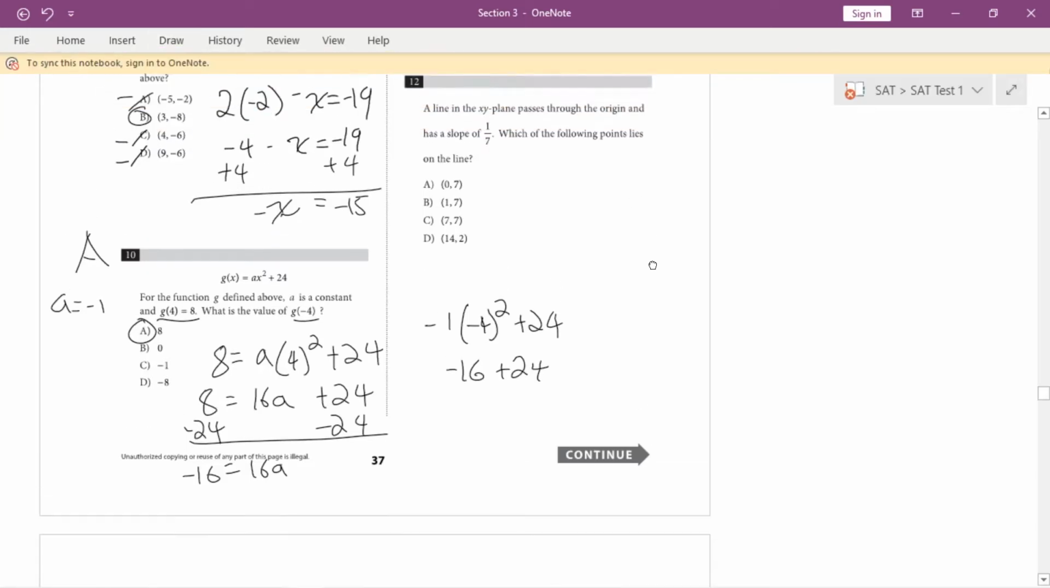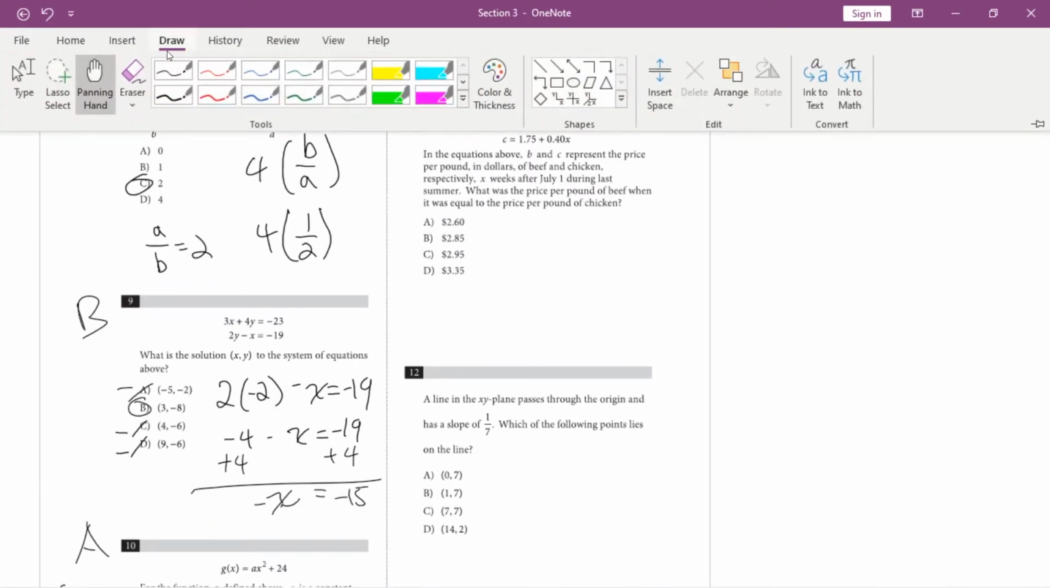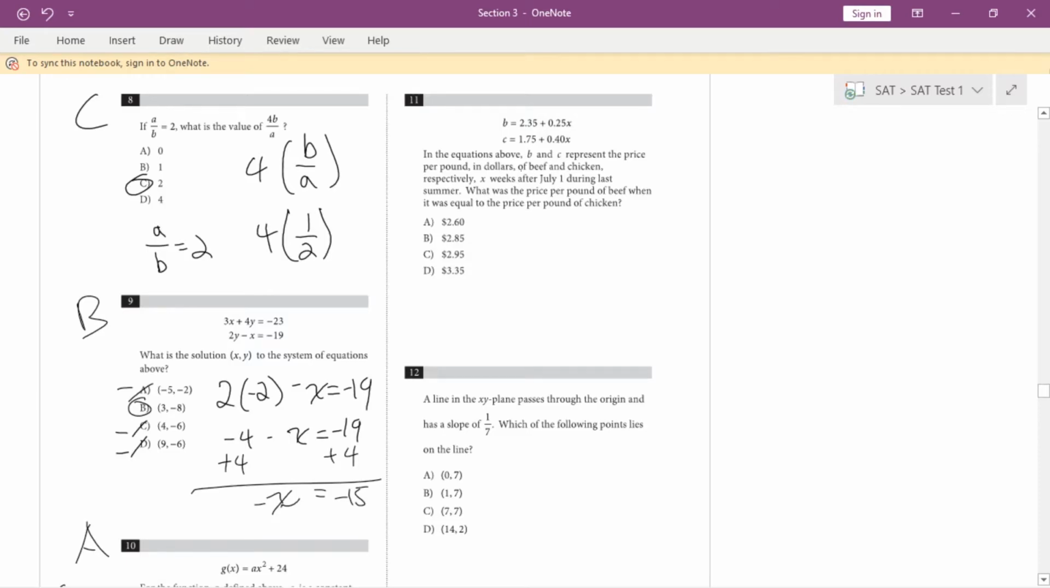Let's go back. Number 11 says, in the equations above, B and C represent the price per pound in dollars of beef and chicken, respectively, x weeks after July 1st during last summer. What is the price per pound of beef when it was equal to the price per pound of chicken? So they told me that B and C are the same. So let's set them equal to each other.